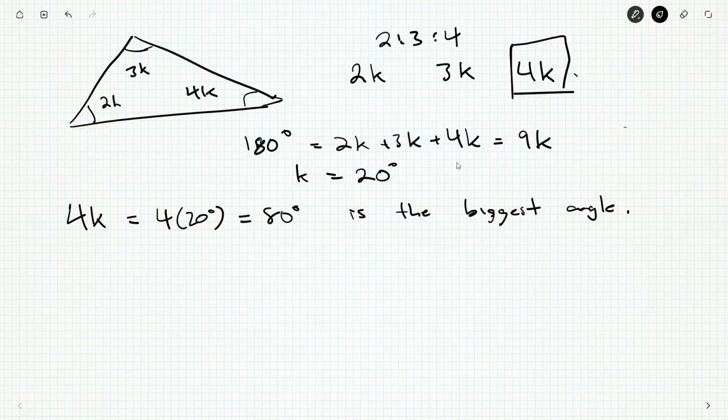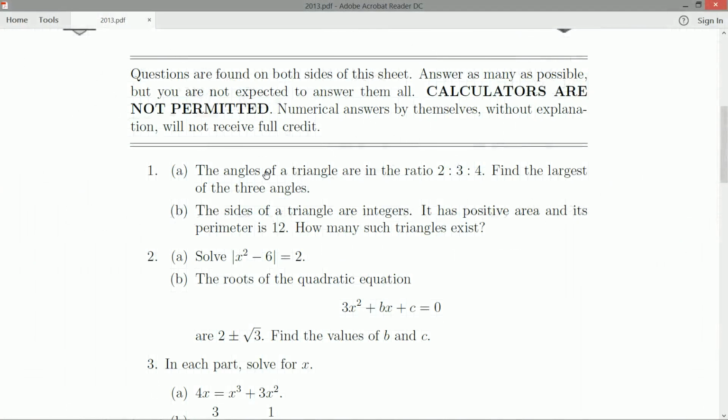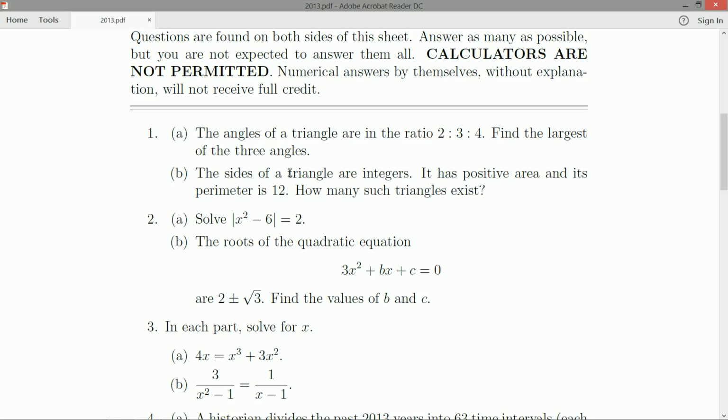Okay. So that's 1A. We still have 1B to do. The sides of a triangle are integers. It has positive area, and its perimeter is 12. How many such triangles exist? So the statement positive area is a little weird. I think what they're going for is to not have degenerate triangles.